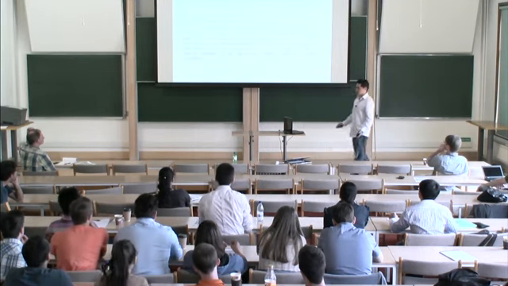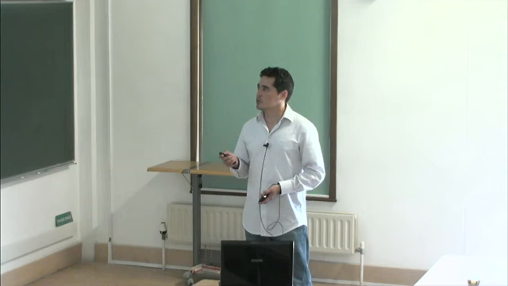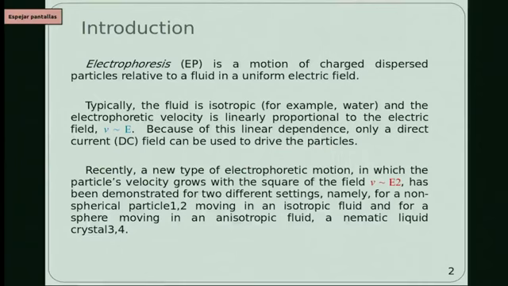Everyone knows electrophoresis is a quite simple phenomenon. You put a charged particle in a fluid, apply an electric field, and the particle moves linearly with the electric field, and also in the same direction as the electric field. However, if you put the very same particle in a liquid crystal, the phenomenon is completely different. In the case of liquid crystal, the velocity goes as the square of the field, and the directionality can be completely different to that of the field.